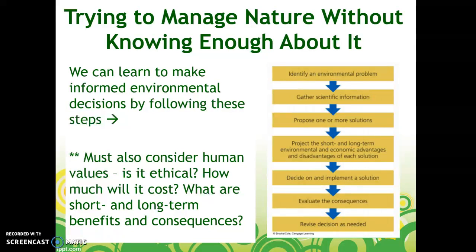We can learn to make informed environmental decisions by following the steps outlined in this figure. So steps like identifying the problem, gathering information, proposing a solution, projecting short and long-term environmental and economic advantages and disadvantages, deciding on and implementing a solution, evaluating the consequences, and revising as needed.